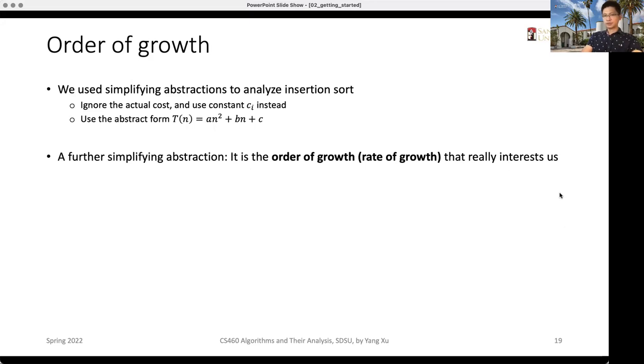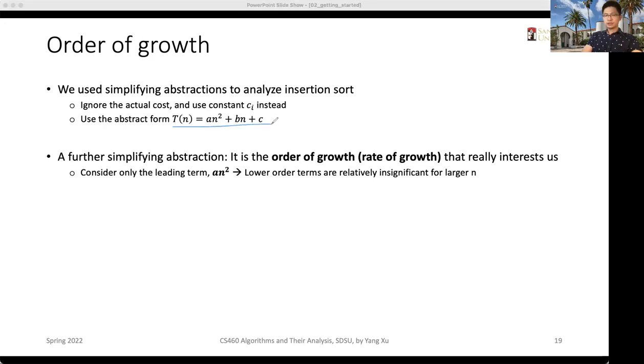And we can do a further simplifying abstraction, which is that we only consider the highest order of the function. We only consider the leading term. In the function a times n squared plus b times n plus c, we can ignore the lower order terms, because relatively speaking, when you compare the quadratic function with the linear function, the quadratic one will grow much faster. So for large n as inputs, the b times n plus c would be irrelevant when you compare it to a times n squared.